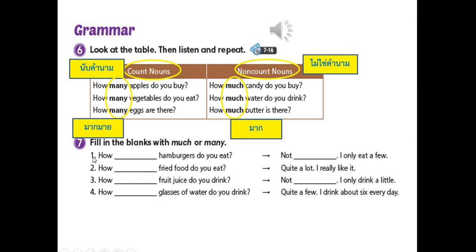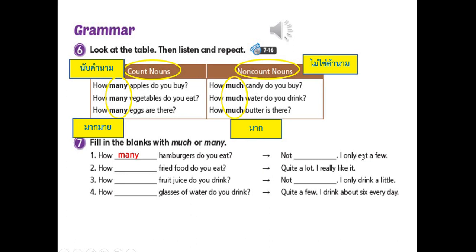Okay, next, let's have number 1. How many hamburgers do you eat? Our keyword here is the food, hamburgers. Now look at the word hamburgers. It has an S. Is it a count noun or non-count? If your answer is count, you will use many.